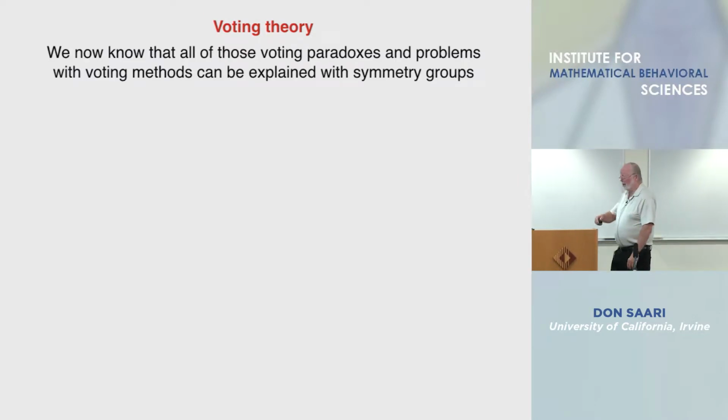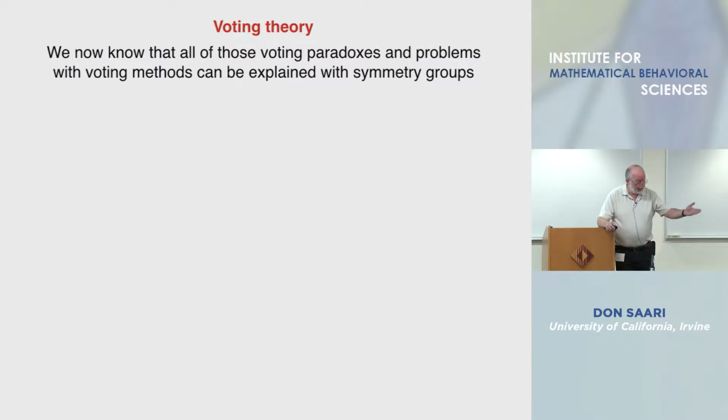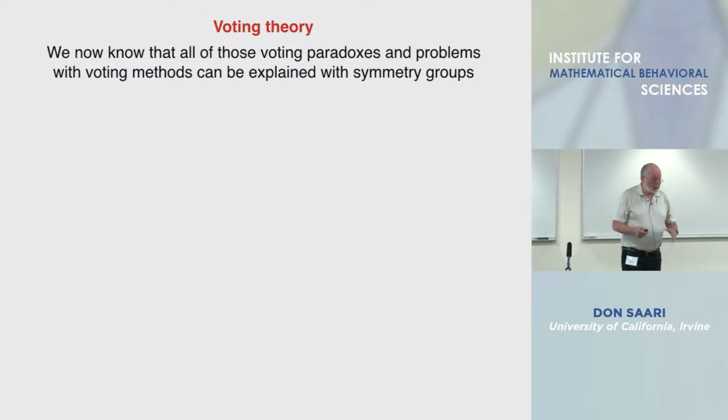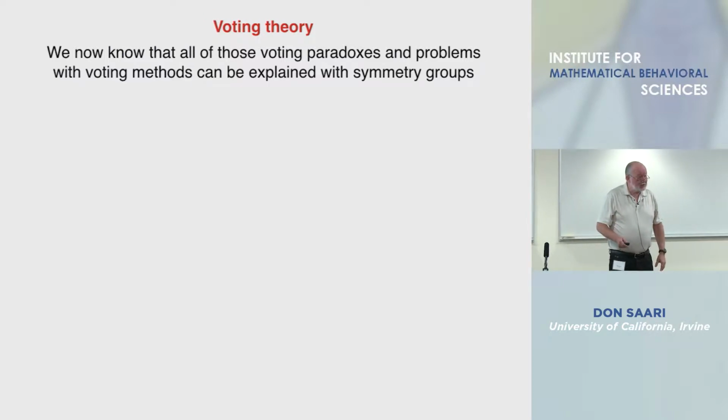We now know that all of those voting paradoxes, all of those theorems, all of those different other things, quite frankly, can be explained with symmetry groups. It turns out that with the right symmetry groups, you can take whatever project or anything else that comes up, and you can show where all those theorems are special cases of these different symmetry groups. So there again is an inherent part of symmetry, which we don't realize is there. But once we realize it's there, it becomes a very, very powerful tool.